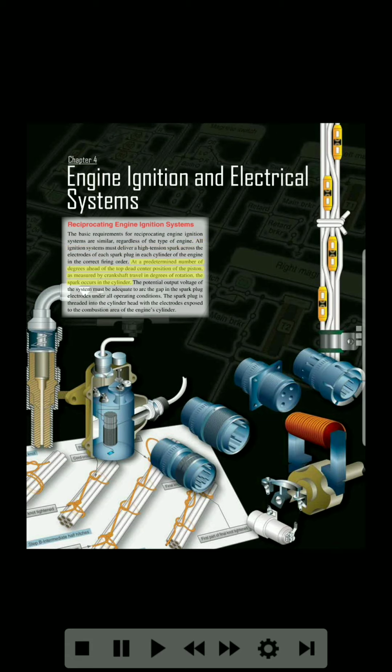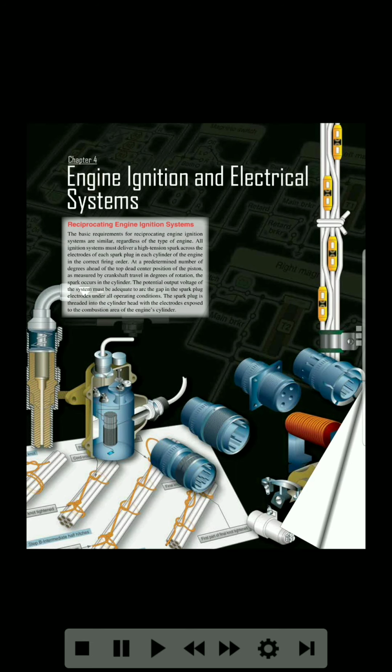At a predetermined number of degrees ahead of the top dead center position of the piston, as measured by crankshaft travel in degrees of rotation, the spark occurs in the cylinder. The potential output voltage of the system must be adequate to arc the gap in the spark plug electrodes under all operating conditions. The spark plug is threaded into the cylinder head with the electrodes exposed to the combustion area of the engine's cylinder. 4-1.